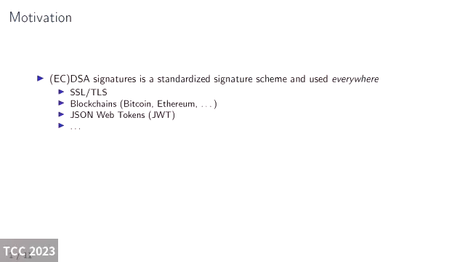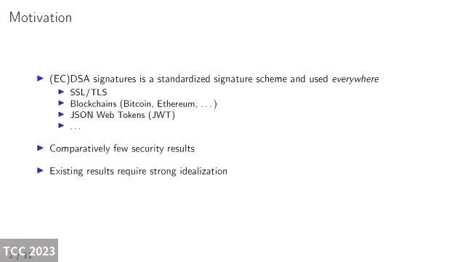First of all, why would we even still bother with ECDSA signatures? Well, mostly because they are just ubiquitous. You see them in TLS, in blockchains, in JSON Web Tokens, basically everywhere. However, despite the ubiquity, there are still comparatively few security results on them, and all of them require some very strong idealizations like random oracles or similar. This is often a very uncomfortable situation, and we would like to have standard model results.